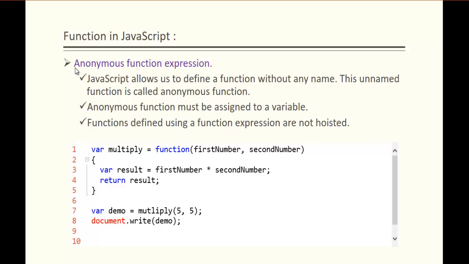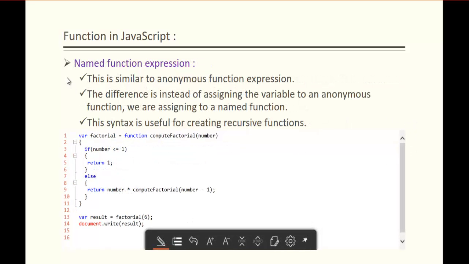So I hope you understood what is anonymous function expression, and you have to follow these rules when you define anonymous function expression. And anonymous function expression has wide advantages. Okay, so let me go to the next concept, that is the next type of function expression, that is named function expression. So this is similar to anonymous function expression. The difference is, instead of assigning the variable to an anonymous function, we are assigning to a named function.